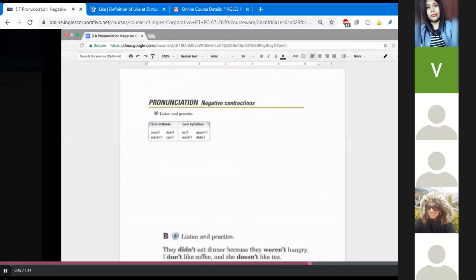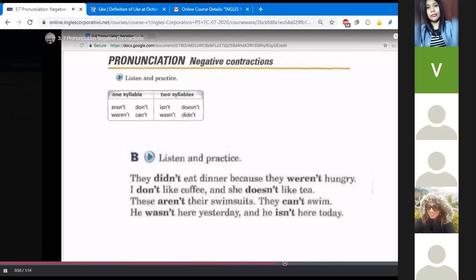A quick tip to follow when expressing. He wasn't here yesterday. Okay, Mr. Nelson, read the first sentence, please. They didn't eat dinner because they weren't hungry. Okay, they didn't eat dinner because they weren't hungry. Good. Silvia?